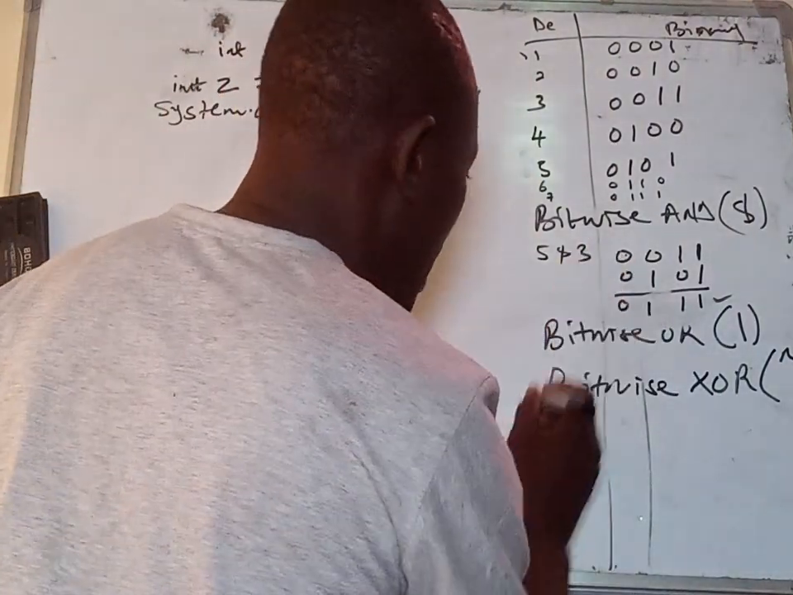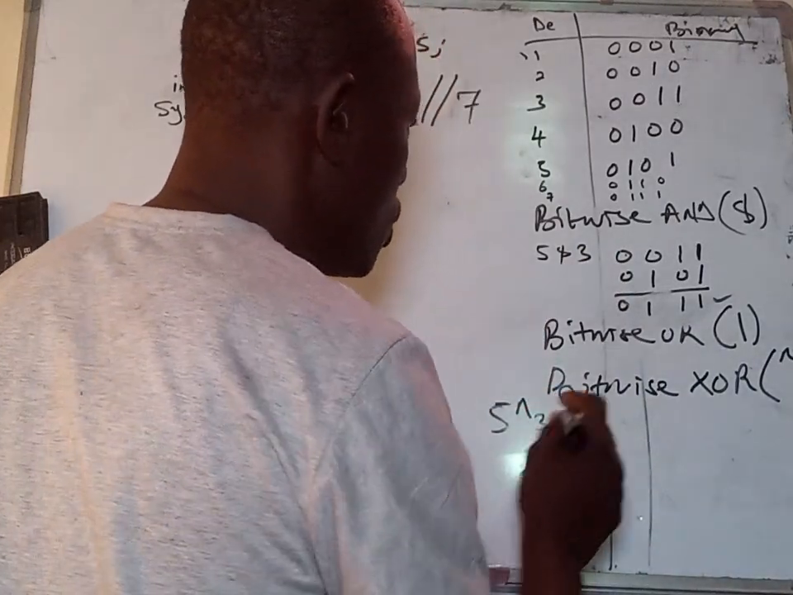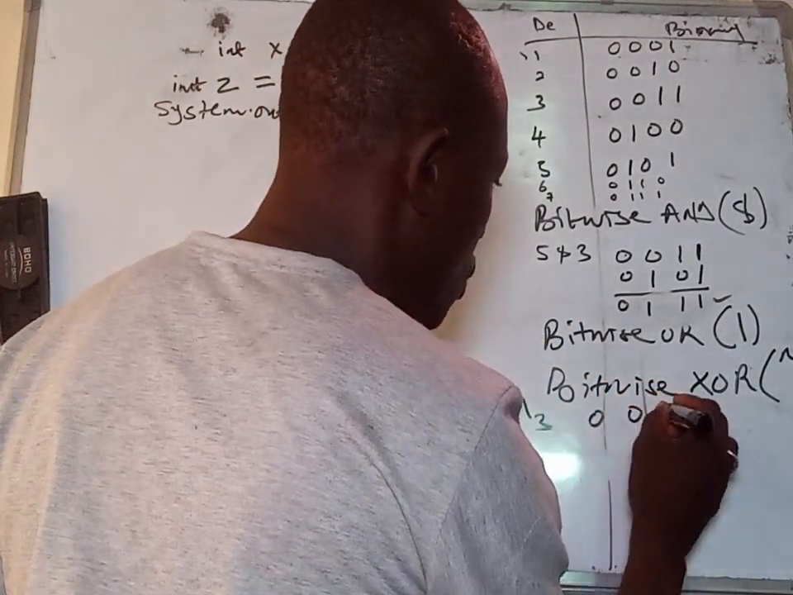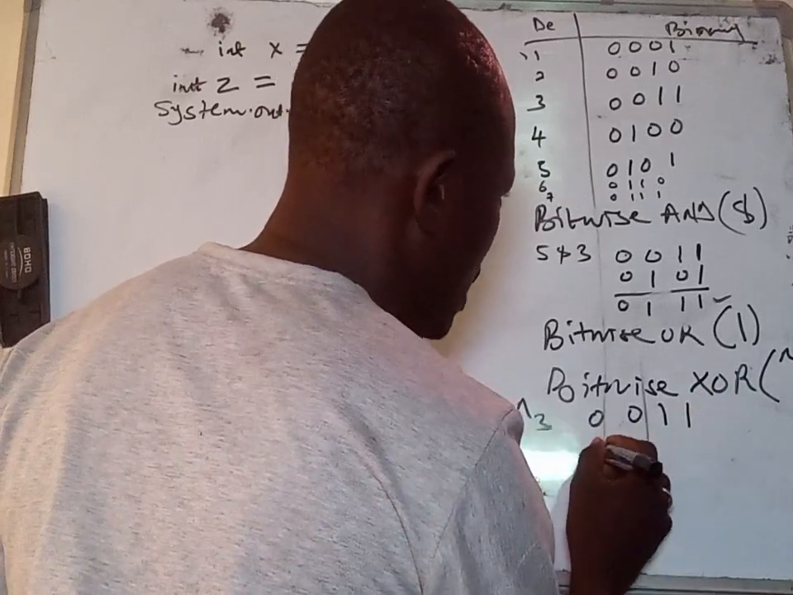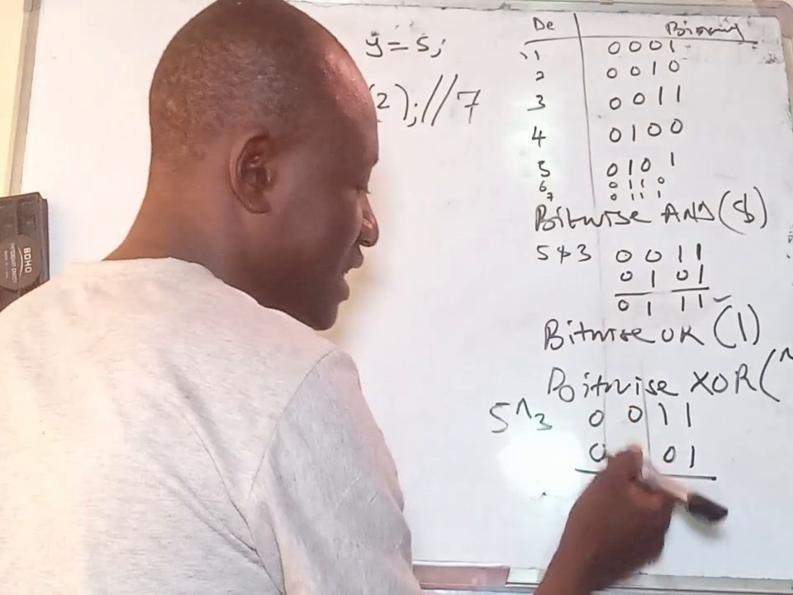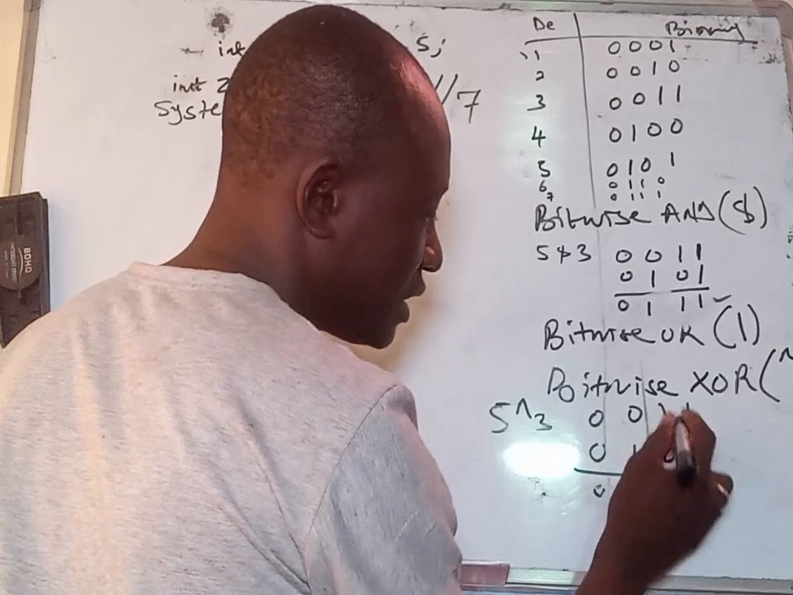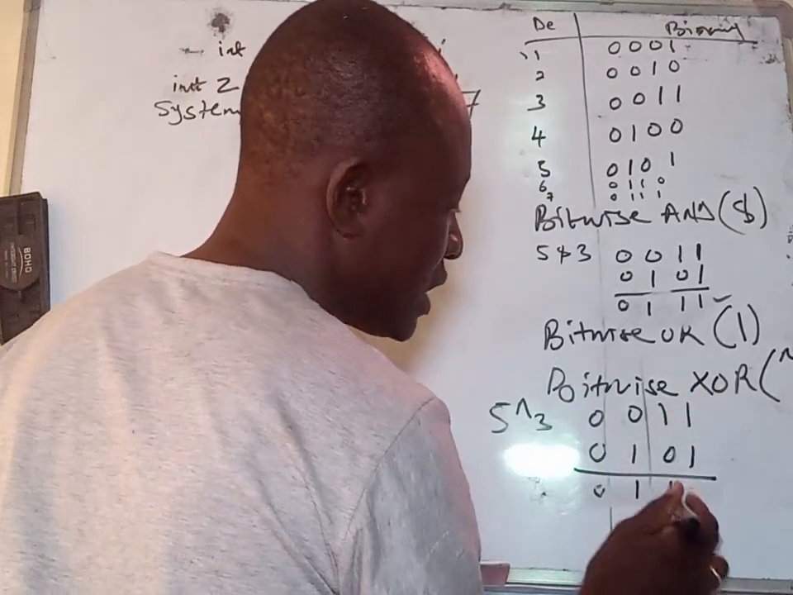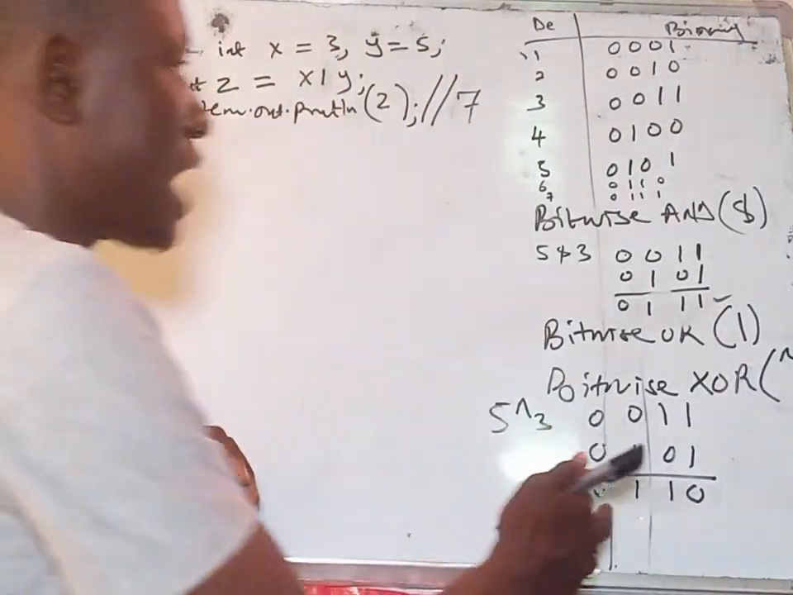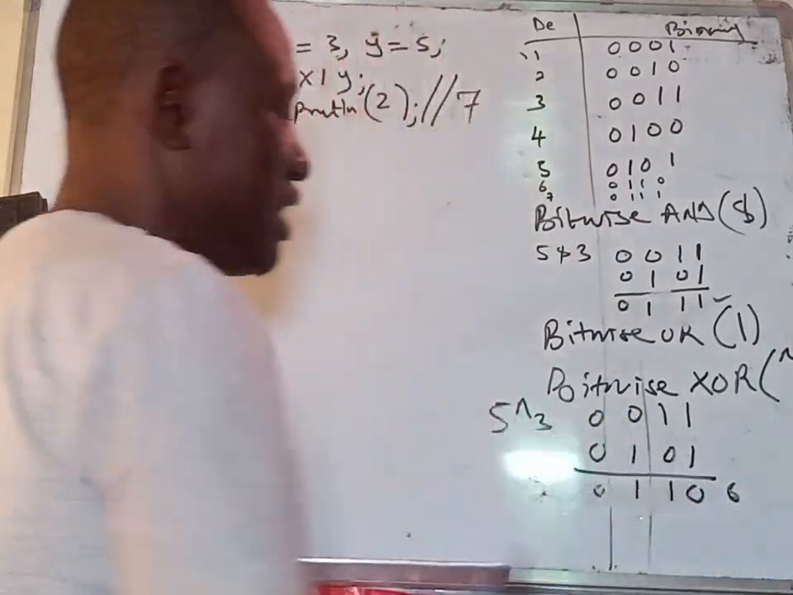So let's assume we have 5 exclusive OR 3. Here we are going to have 0, 1, 0, 1 and 0, 0, 1, 1. If the bits are the same, it's going to be 0. If different, it's going to be 1. This is different, so 1. This is the same, so 0. So definitely the answer to this is 6. The output is 6.